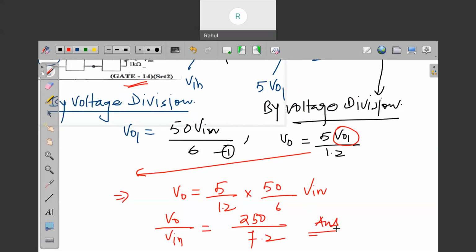So this will be the approximate answer for this kind of circuit. Please solve this and you will get the answer, 250 by 7.2.